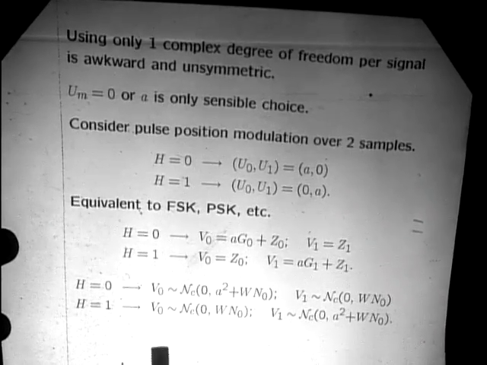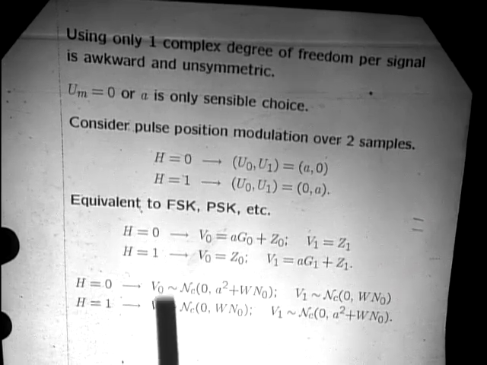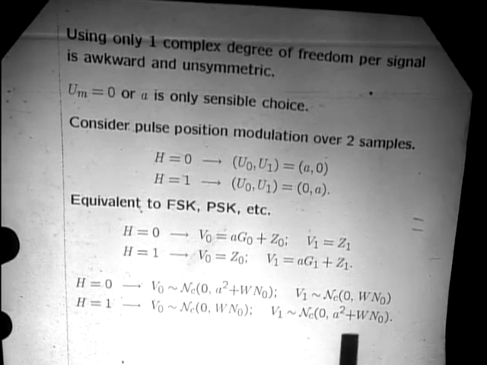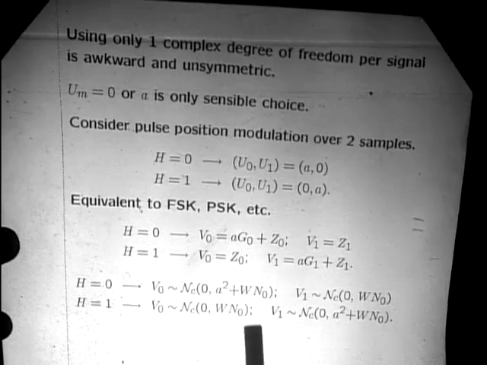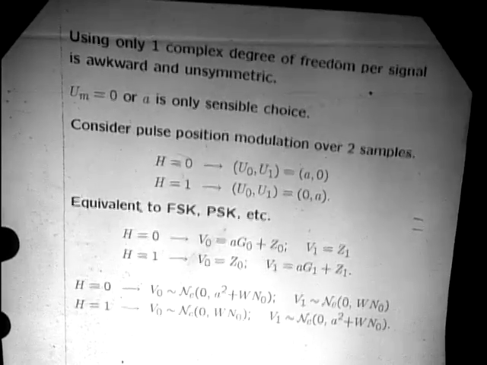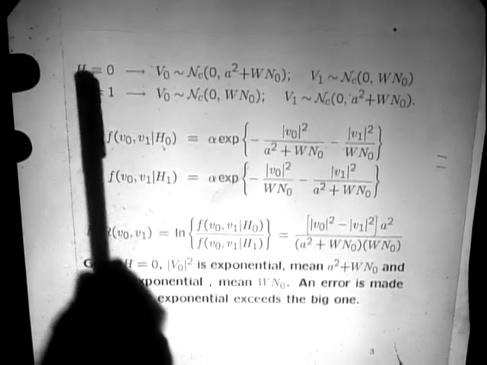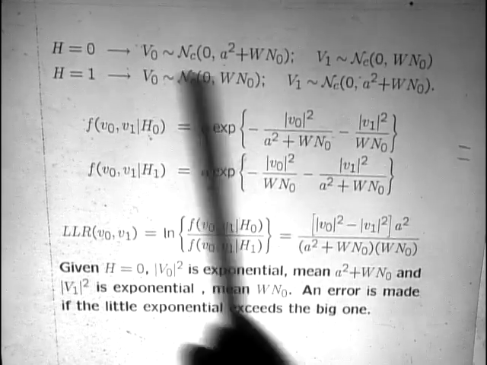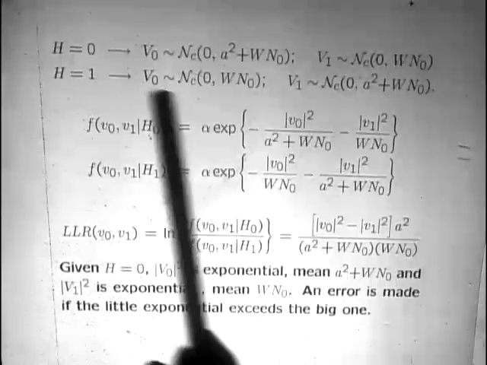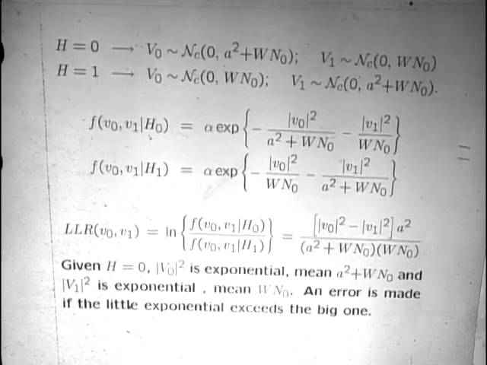And the important thing for us is that under these two hypotheses, we just have two complex Gaussian random variables. In one case, the larger mean square value is in one. In the other case, the larger mean square value is in the other. Okay, so just reviewing that, if H is equal to 0, V0 and V1 are these complex Gaussian random variables. If H is 1, then we have this set of Gaussian random variables.